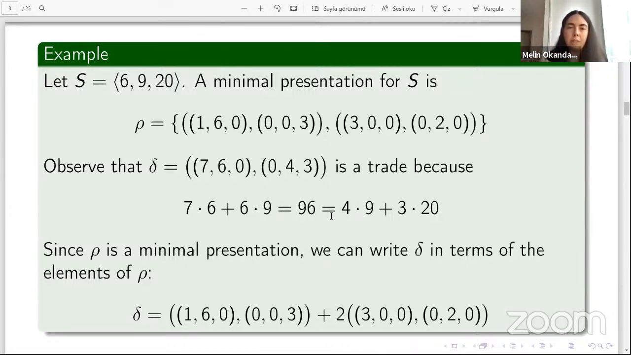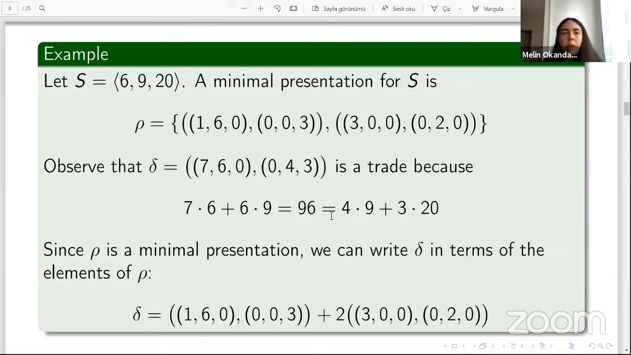If this is a minimal presentation, we know that I can write down each trait happening in S in terms of a combination of these traits. Well, for example, let's take a trait delta. This is a random trait I have taken. This consists of the trait 7, 6, 0, 0, 4, 3. Well, at first, let's see this is a trait. Well, what does 7, 6, 0 mean? It means multiply 6 with 7, 9 with 6, and 20 with 0. Okay, so this is giving us 42 plus 54, which is actually 96. Okay, let's look at the other factorization, 0, 4, 3.